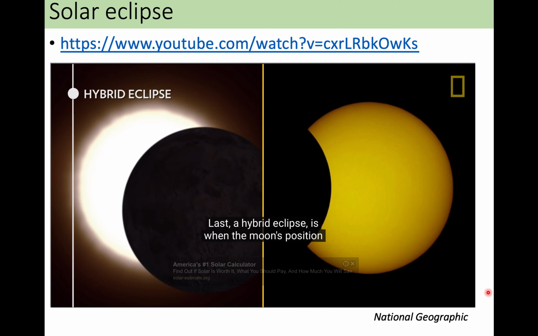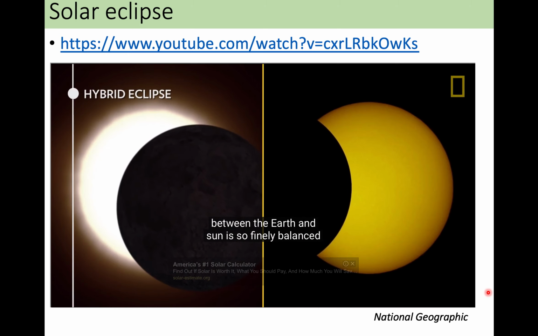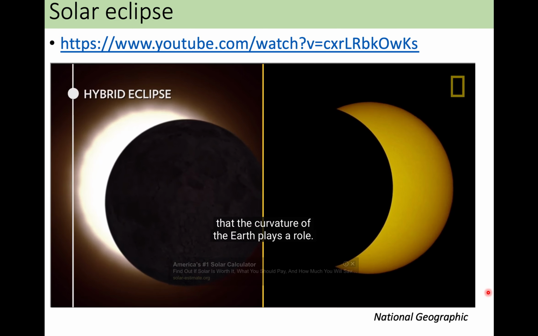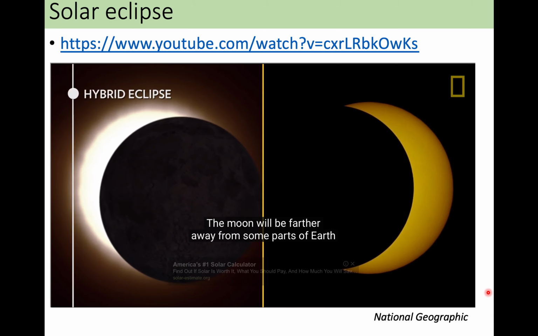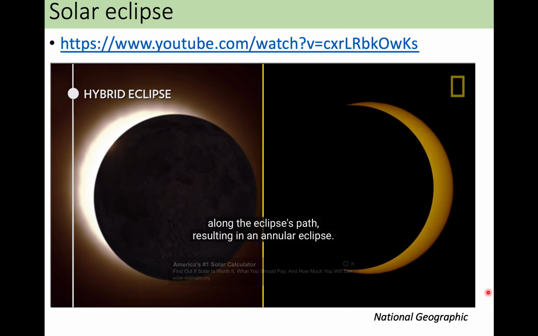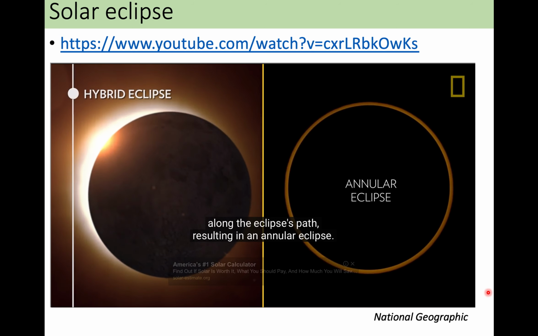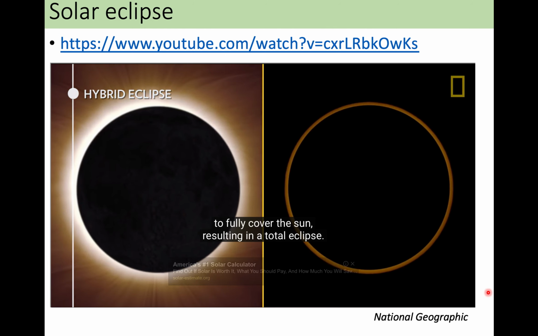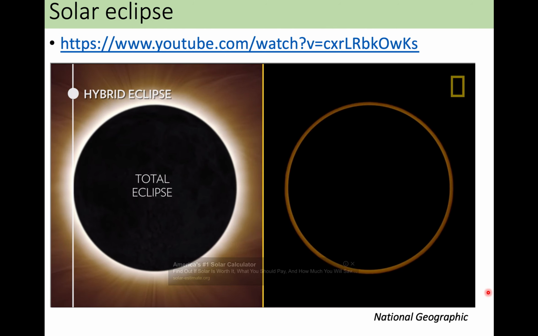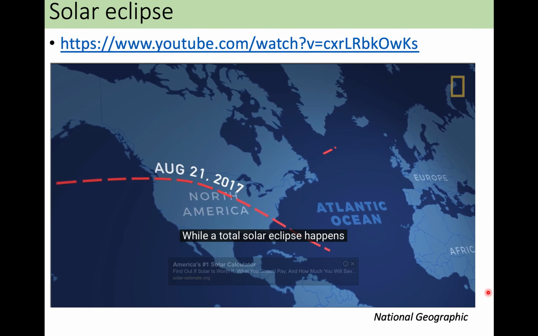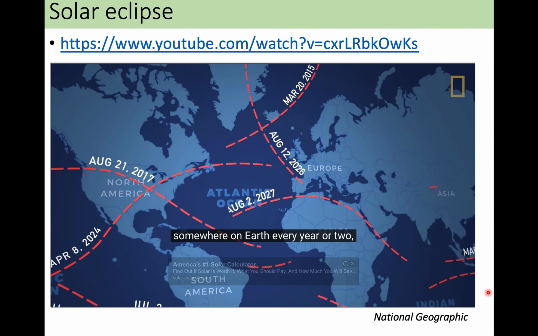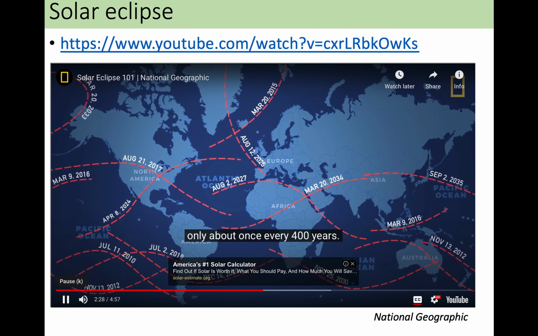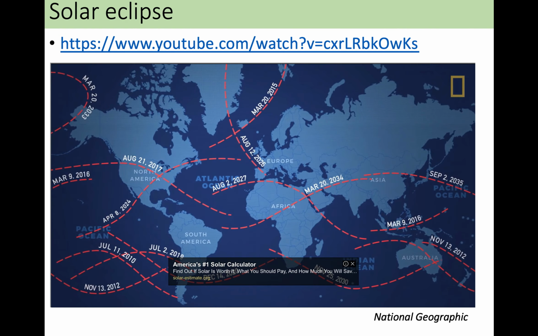Last, a hybrid eclipse is when the moon's position between the Earth and sun is so finely balanced that the curvature of the Earth plays a role. The moon will be farther away from some parts of Earth along the eclipse's path, resulting in an annular eclipse. In other parts, the moon will be just close enough to fully cover the sun, resulting in a total eclipse. While a total solar eclipse happens somewhere on Earth every year or two, any given point on Earth experiences the event only about once every 400 years.